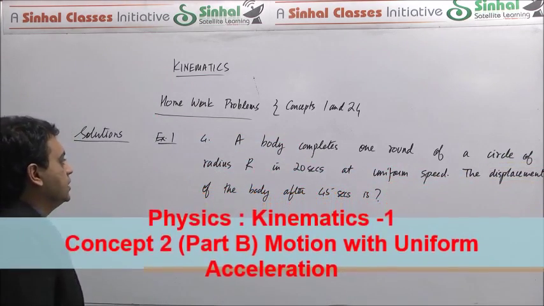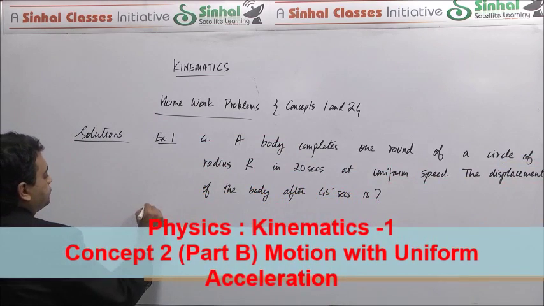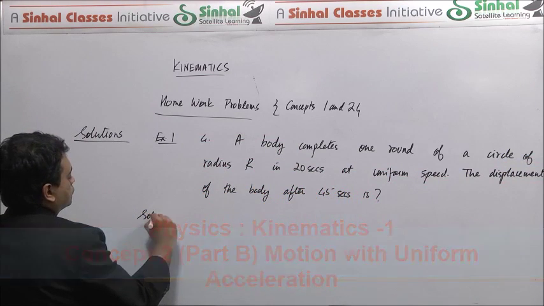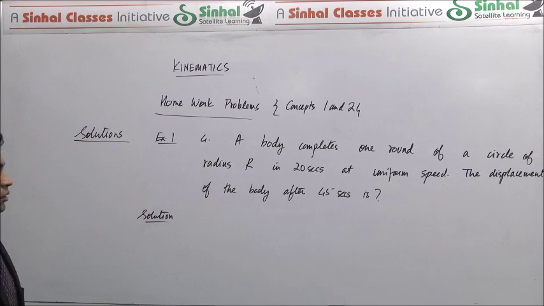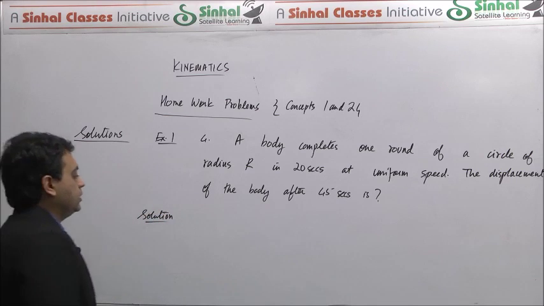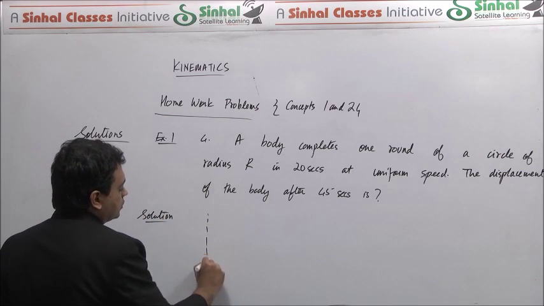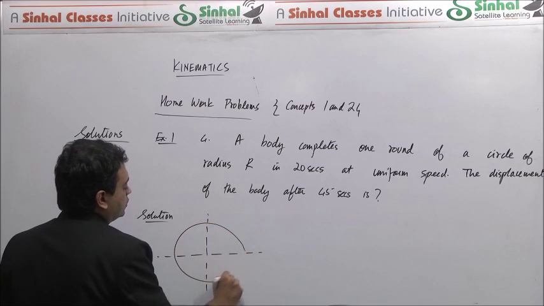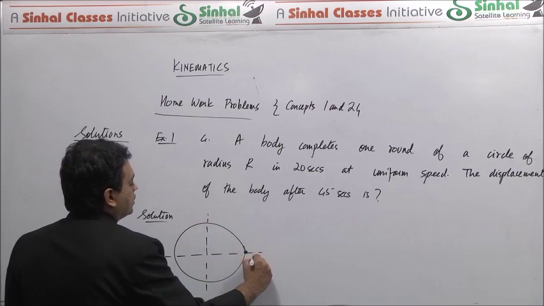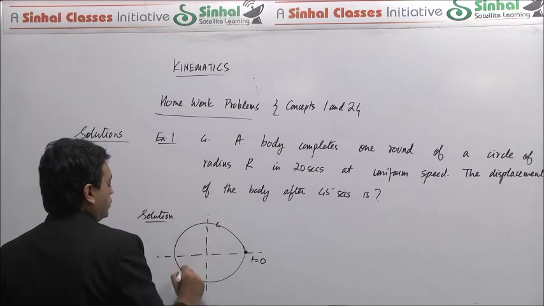Alright, so let's understand this question. It says that a body is moving in a circular motion at a uniform speed, so that is called uniform circular motion. So let us say that this is the circular path of the body, and let's say it starts from here at t equal to 0.